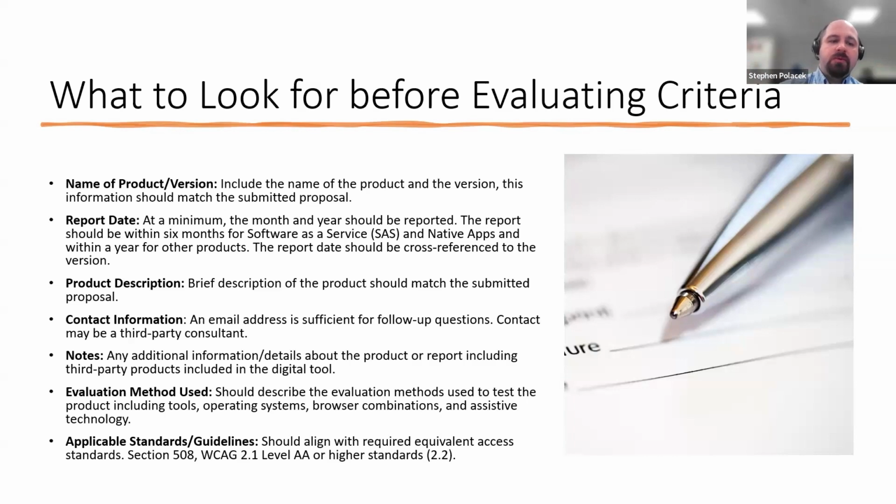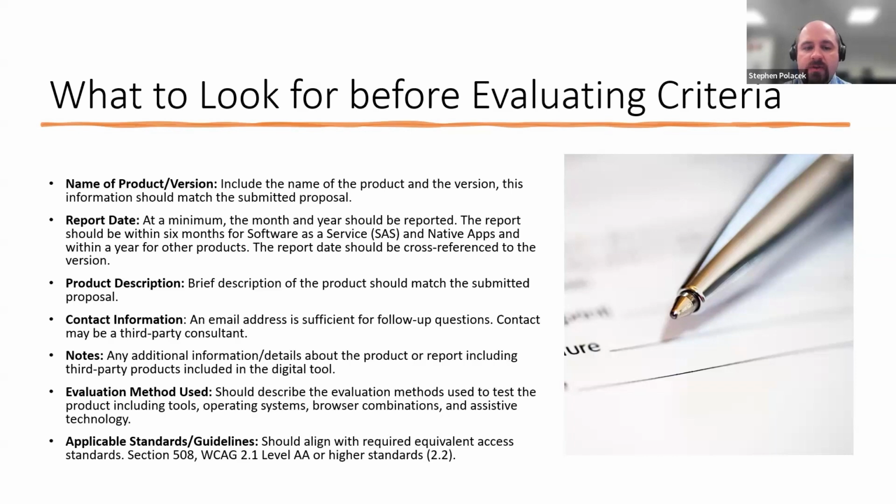The second thing is the report date. At a minimum, the month and year should be reported, so March 2024, July 2023, that kind of thing. The report should be within 6 months for software as a service, also known as SaaS, and native apps as well. And anything else should be within a year.